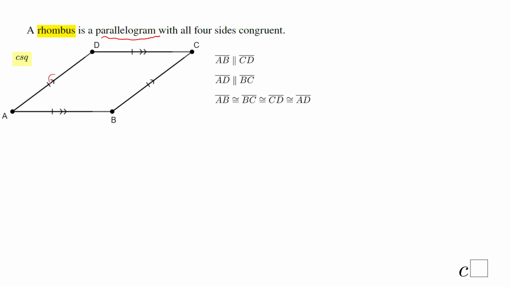We notice these two sides are parallel, and these two sides are parallel. But also we notice all sides are congruent. And you see these statements I just mentioned right here: the two sides parallel and all sides are congruent.